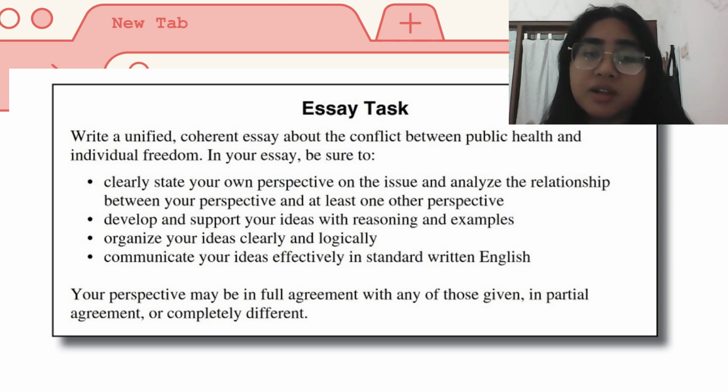Second, they have to make sure that they develop and support their ideas with reasoning and examples. Next, they have to organize their ideas clearly and logically. And last but not least, they have to communicate their ideas effectively in standard written English.